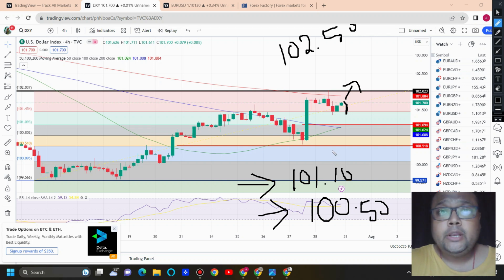And one thing we need to keep in mind is that for a breakout or breakdown, volume is extremely important. To break the level of 102, volume is required. If there is not much volume in the market and DXY shows a breakout, try to avoid it, because in the absence of volume there is a high chance that the breakout will fail.